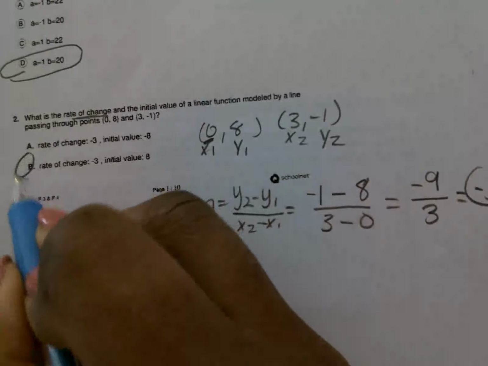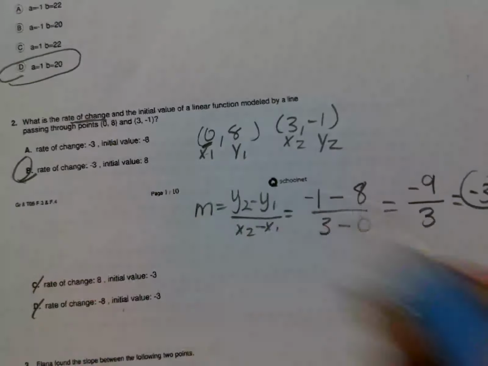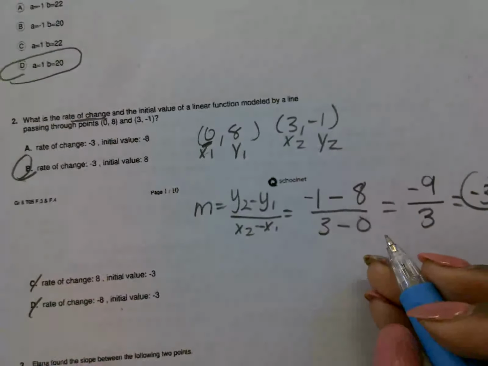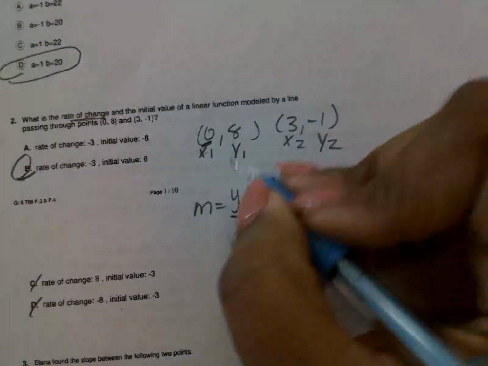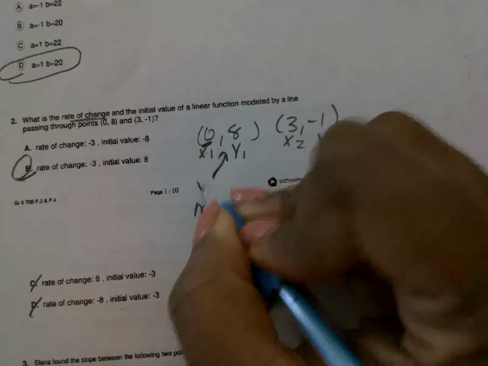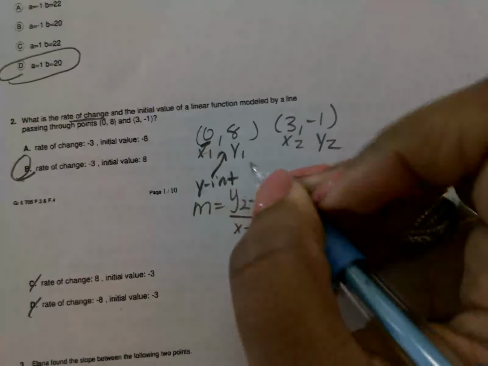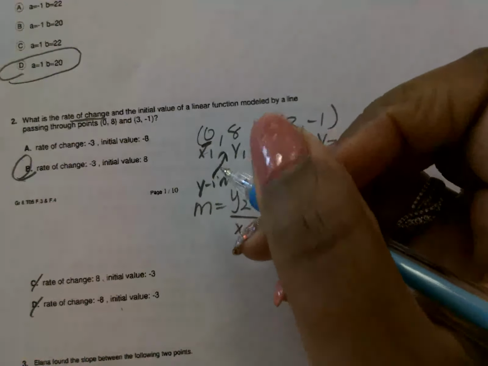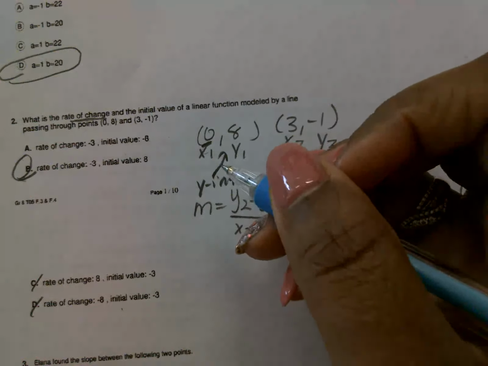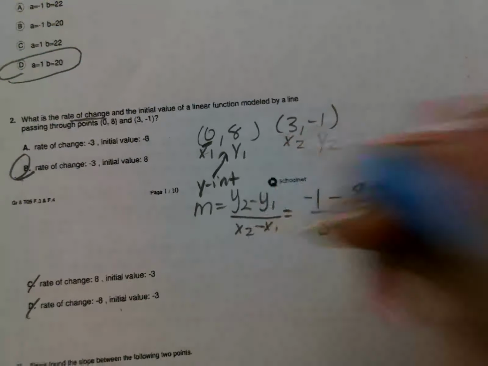That's going to be B. They gave you the y-intercept. Anytime you see where x is equal to 0, that y value is going to be the y-intercept. This is your y-intercept. It only works when the x value is 0. If it's not, then you have to find it another way. Any questions? All right, so now let's look at number 3, please.